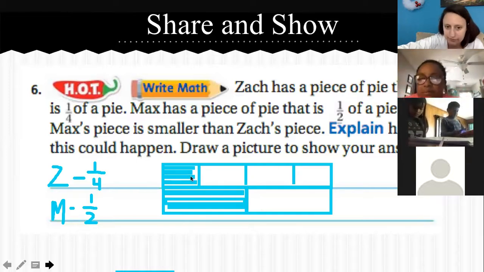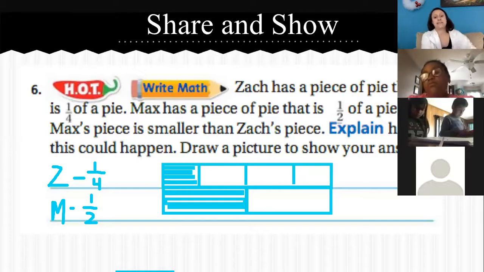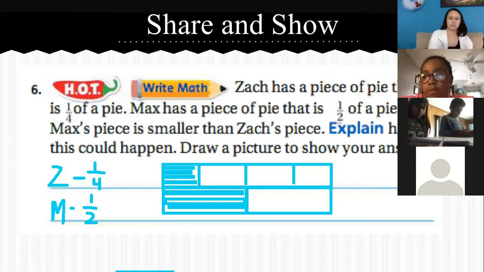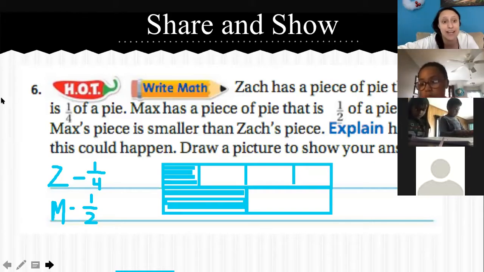What if Zach's pie started out bigger than Max's pie? What if Zach's pie was bigger? Could that have been possible? What if we're not comparing the same size pie? Zach's pie would have to be bigger than Max's pie if 1/4 of his pie is bigger than 1/2. Does that make sense? Zach's pie is much bigger than Max's.